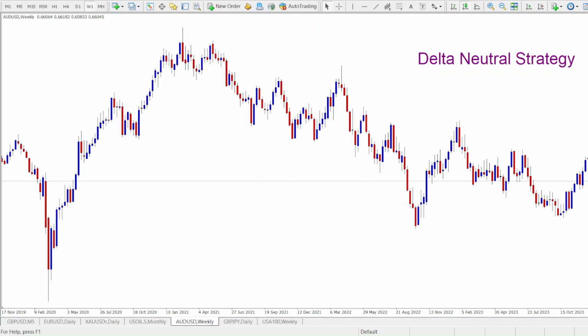A delta that is negative but the same value. It's the same integer, 50, but one is positive and the other is negative, right? So one stock has a delta of plus 50, and in order for you to bring the delta closer to zero, you add a position with a delta of minus 50.